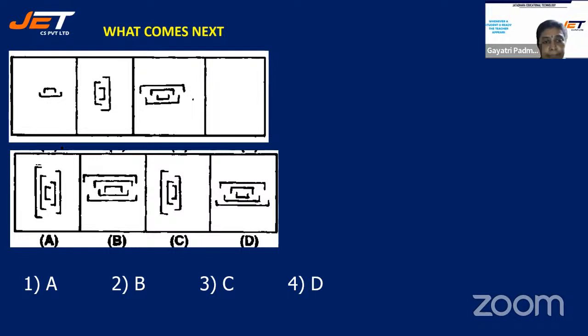What comes next? In the first figure, we have one small line, and one inner one and one outer one. In the second one, what happens? It is slightly tilted this way. This way means clockwise. See how the clock moves, 12, 1, like that. So it moves like this. So this is clockwise. So this has been moved clockwise.